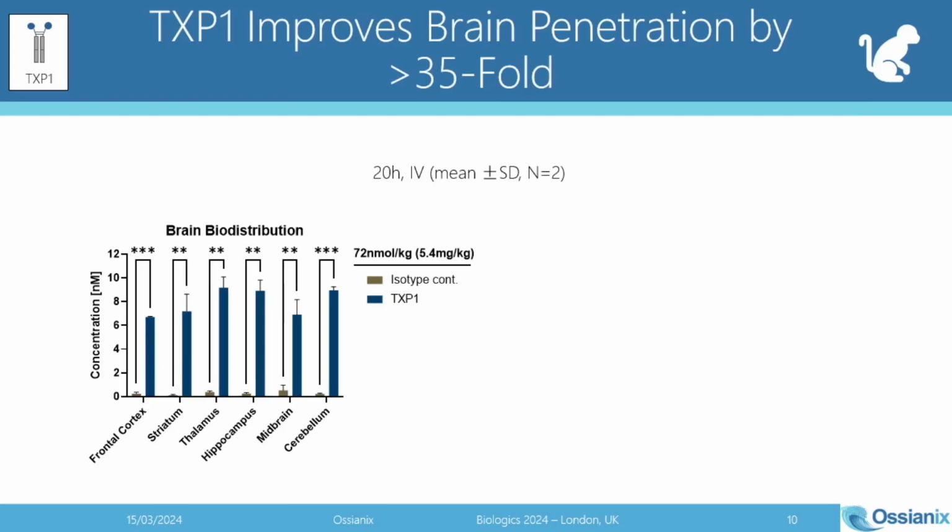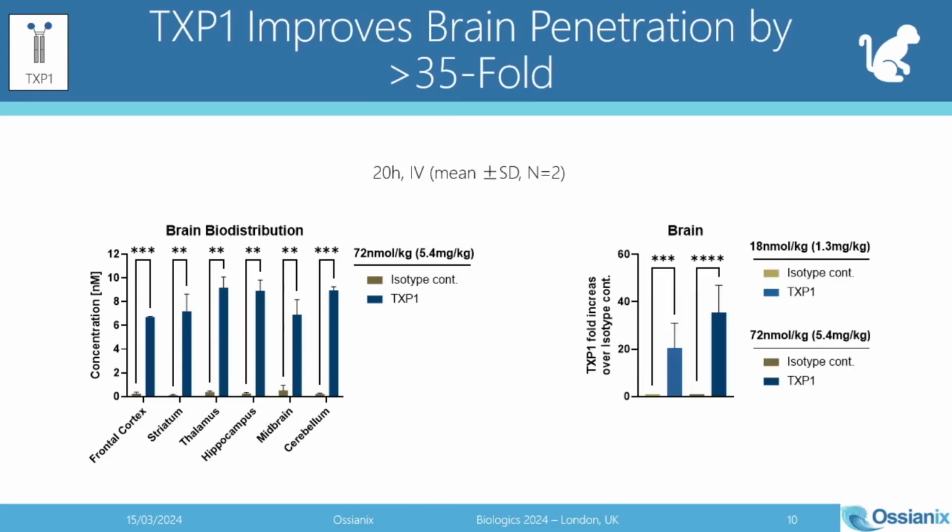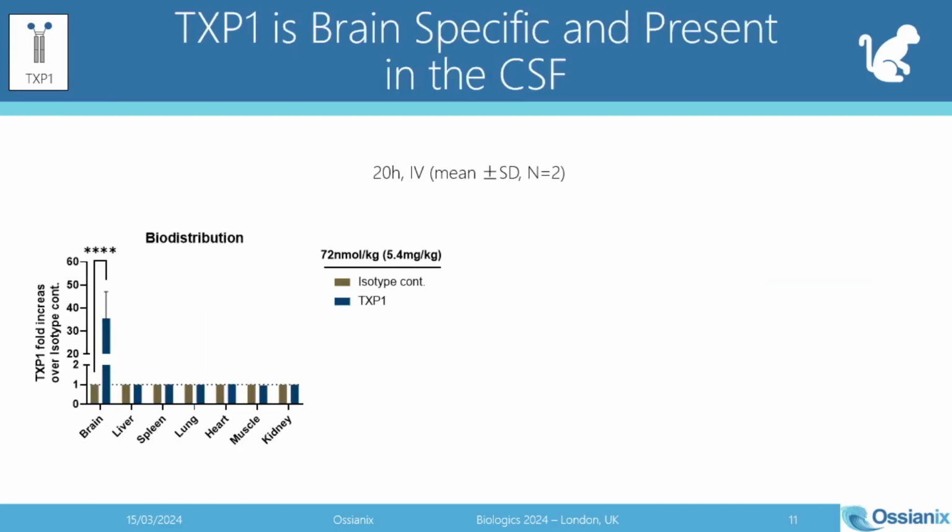When you inject that to monkeys, approximately at 5 mg/kg, then collect the brain after perfusion and measure the concentration in different regions of the brain, you can see very nice levels in pretty much every region of the brain of TXP1 in comparison to the isotype control antibody that we use. So in terms of fold difference, depending on the dose, with 5.4 mg per kg dosing, we have over 35-fold increase in comparison to isotype control in pretty much every region of the brain that we've tested.